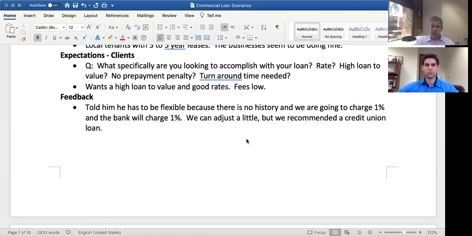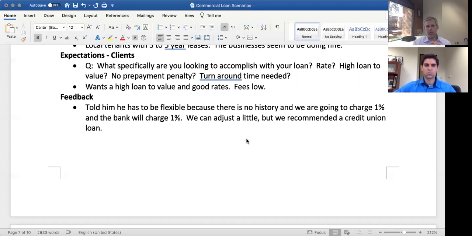So we recommended a credit union because they had good LTV, 75%. They had great interest rates, but they were going to charge a 1% fee as well. Well, so were we. He balked a little bit on that, so we ended up each shaving about a quarter off to be able to get to where we needed to. So it's a little give and take to make a deal work. That's pretty normal for us to do. But it ended up being a success.